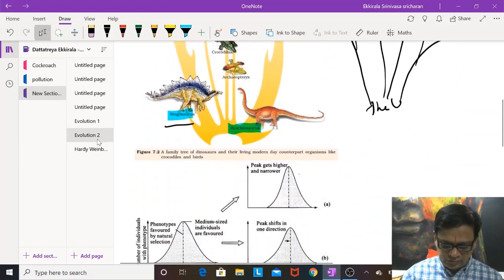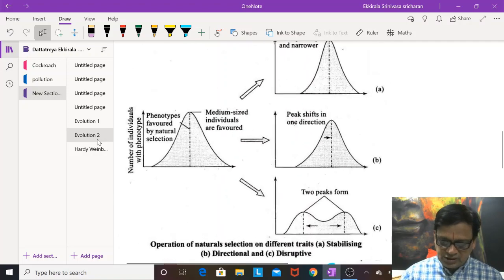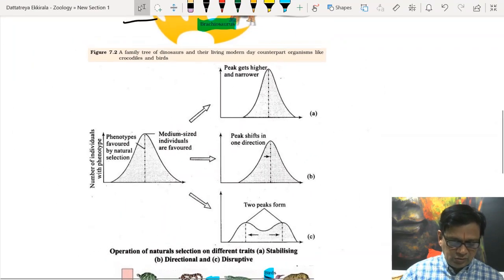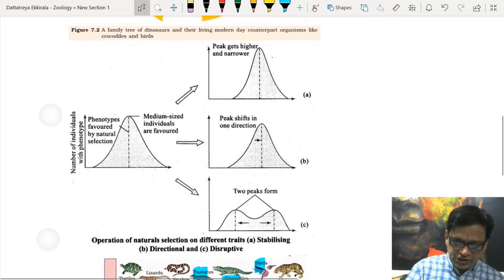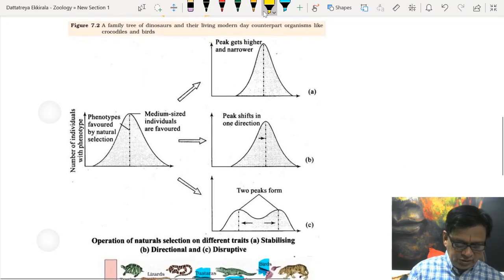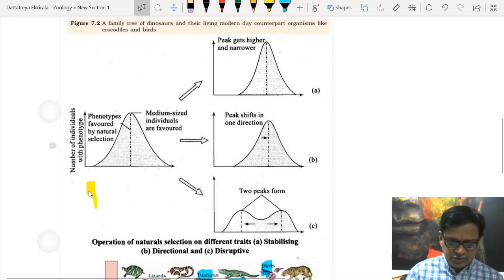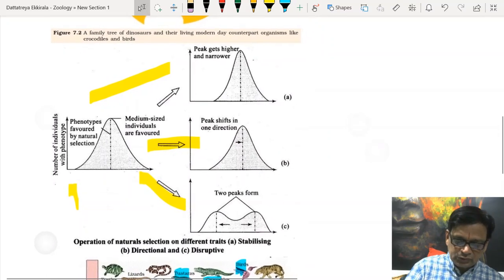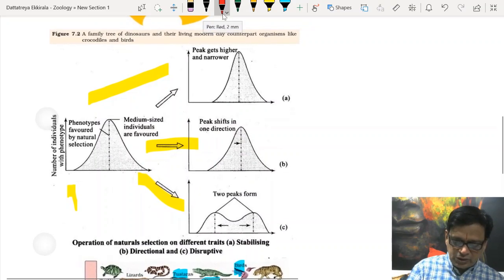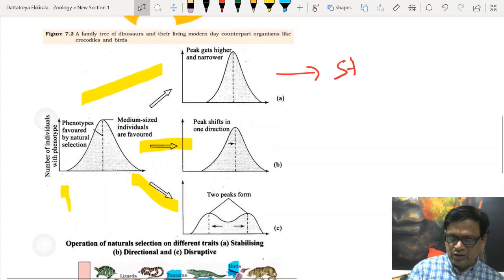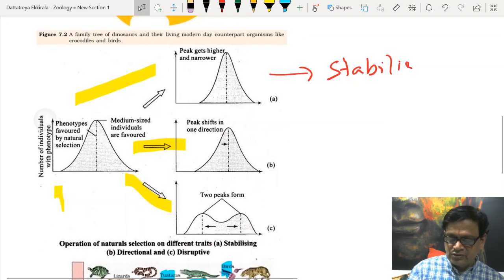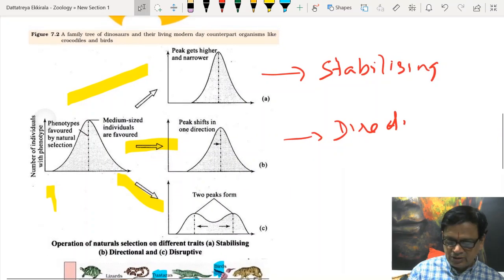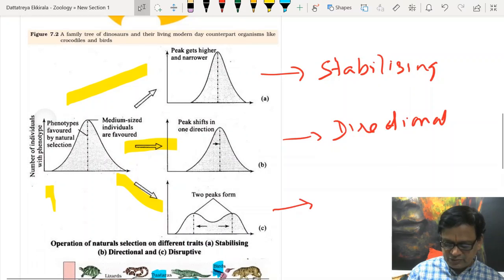Now, you see this point now. When a population is initially present, this is the initial condition. It can go in this direction, in this direction, or in this direction. So the first one is showing the stabilizing or normalizing selection. This is directional selection. And this one is disruptive selection.